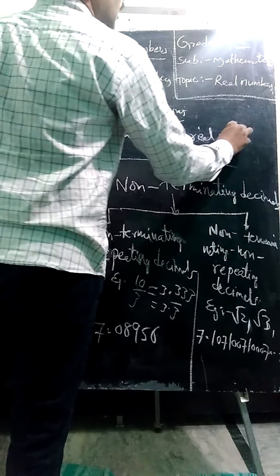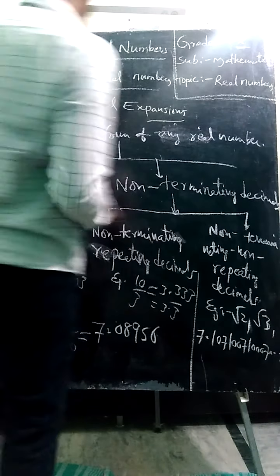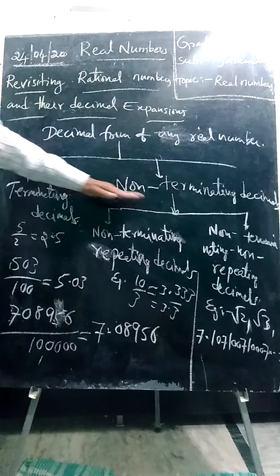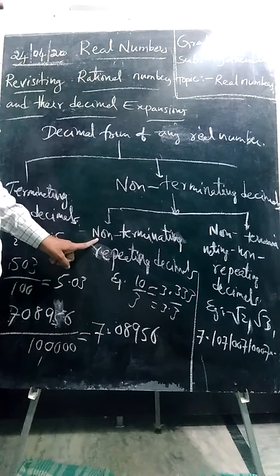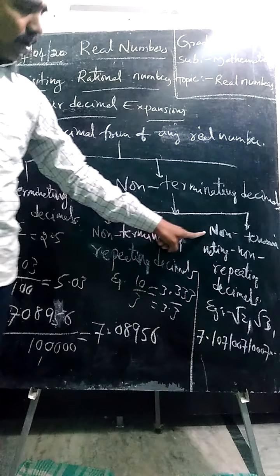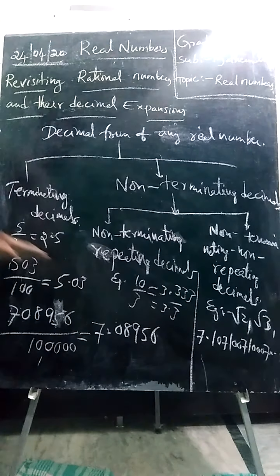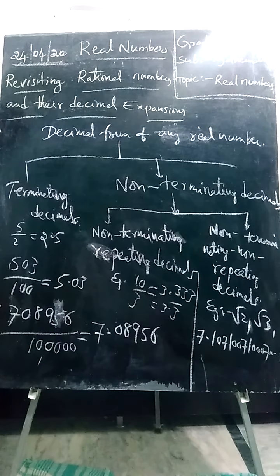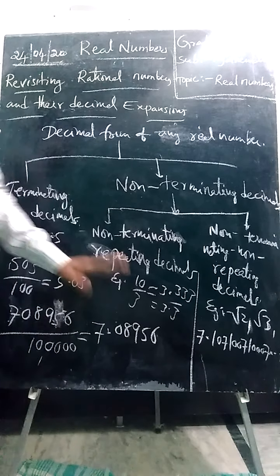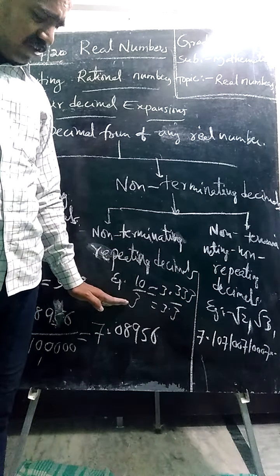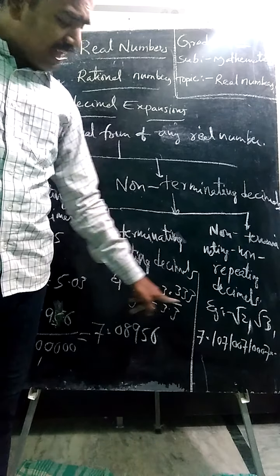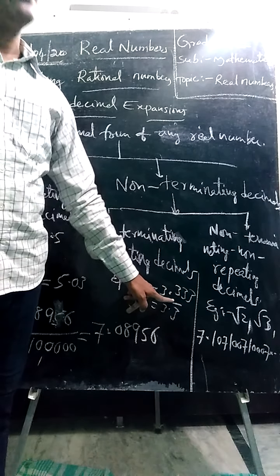Decimal form of a real number is either terminating or non-terminating decimal. Non-terminating decimals again are of two types: non-terminating repeating decimals and non-terminating non-repeating decimals. Terminating decimals are nothing but rational numbers. It ends after some digits. But non-terminating repeating decimals, of course, are also rational numbers. There is no end, but the same part will repeat.